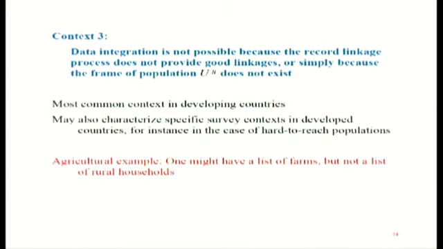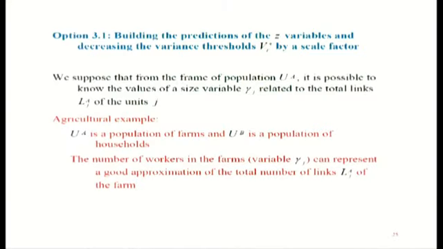The third context is the most common in developing countries. For instance, one might have a list of farms, but not a list of rural households. Or we can have a census of agriculture and not a list of farms. And we propose 3 different approaches for this problem.